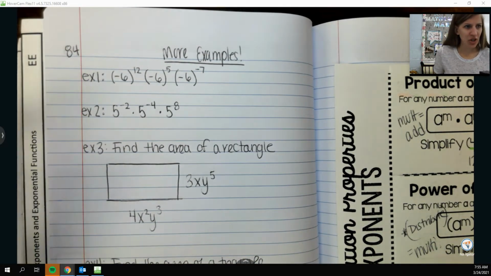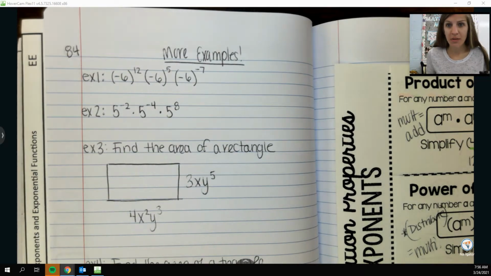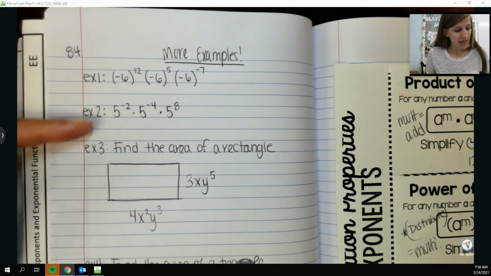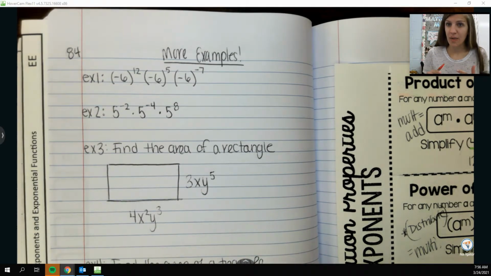So those are the two big things we want to keep in mind. Now on this page here on 84, I put a whole bunch of examples. So what I would suggest doing is maybe pausing the video here and writing down these 3 examples, and then come back and I'll show you how to do them.